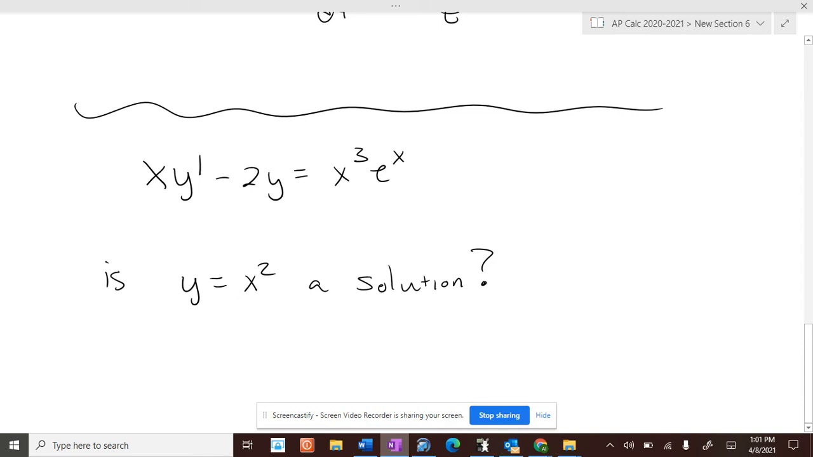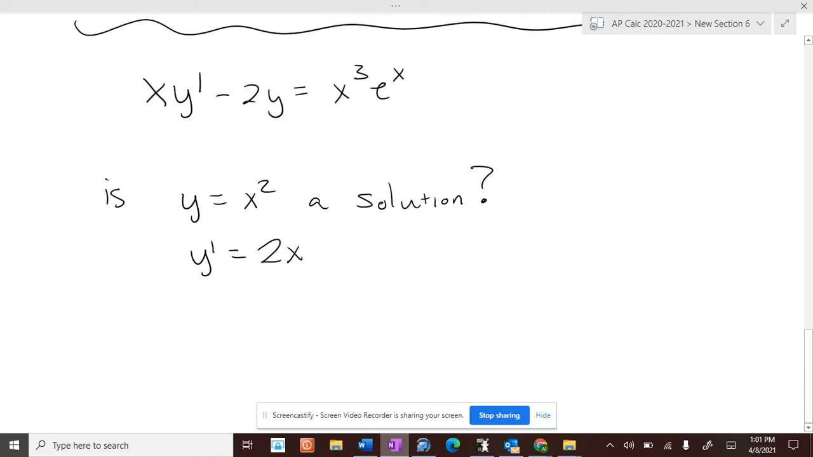All right. So they plug it in. Is y equals x squared the solution? Well, let's take the first derivative of this. So the first derivative is 2x. Then we stick the first derivative in for y prime. So x times 2x minus 2 times, what's y? x squared equals x squared e to the x.